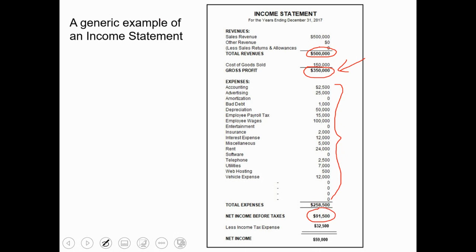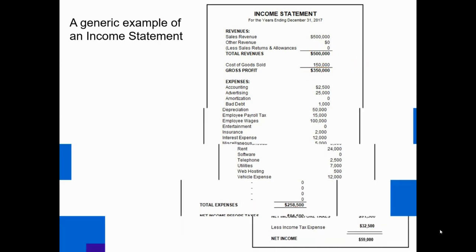Okay, then we calculated the taxes as being $32,500. So if we subtract 32,500 from 91,500, then we have a net income equal to $59,000. So this is an example of an income statement. All right, let's go ahead and finish this off.